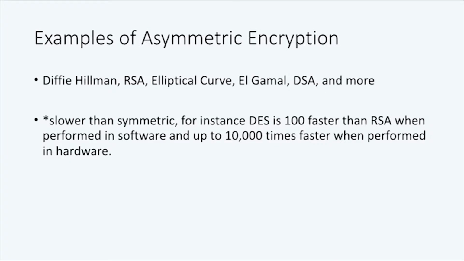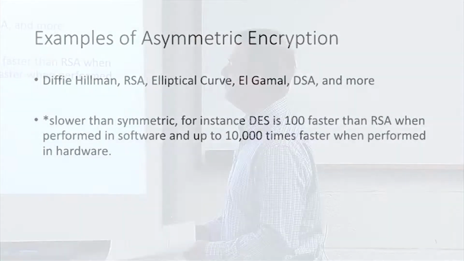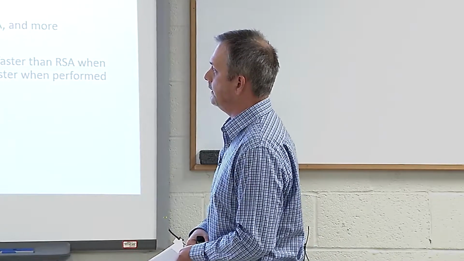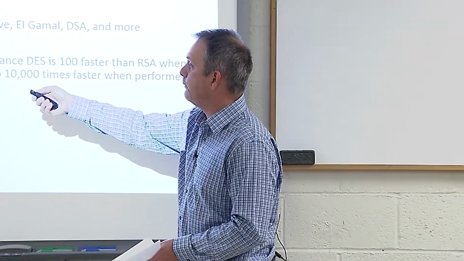Various examples of asymmetric encryption we can look at today. Diffie-Hellman is an example of asymmetric encryption. The Diffie-Hellman algorithm is actually the algorithm that many times is used to generate the public and private keys. RSA is another heavily used asymmetric encryption. It stands for the Rivest Shamir Adleman algorithm. Elliptic curve, ElGamal, and DSA are all currently used types of asymmetric encryption, but Diffie-Hellman and RSA are the most prevalent.